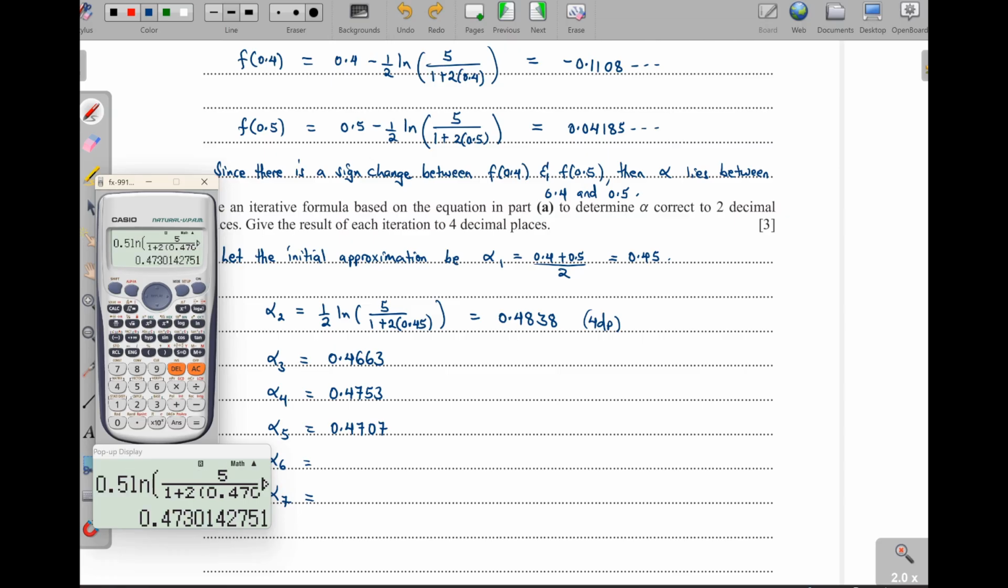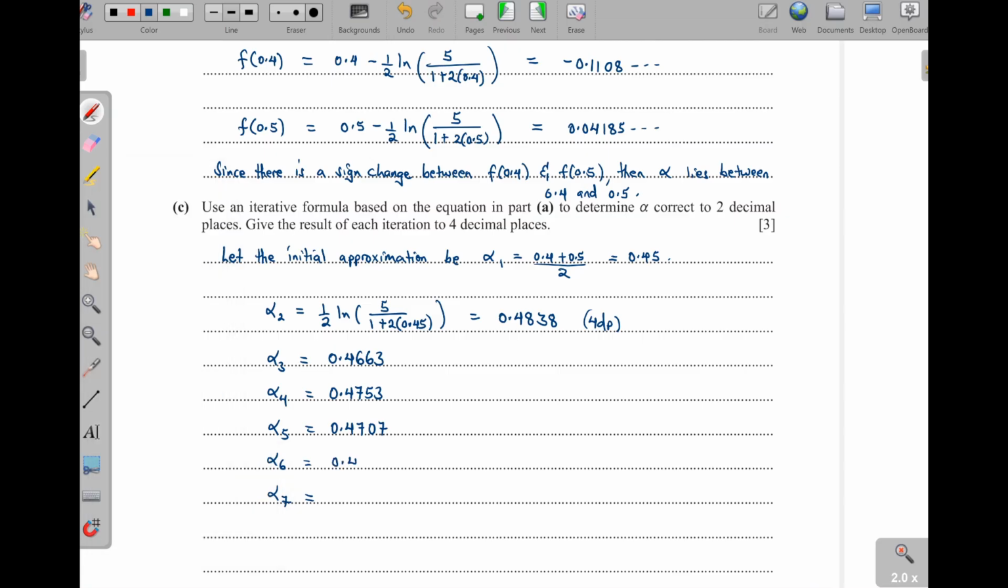That is 0.4730. Now this one rounds to 0.47, even this one 0.47. So this is the minimum number of iterations I can do. Now I do one more to confirm. Okay, the third one confirms.